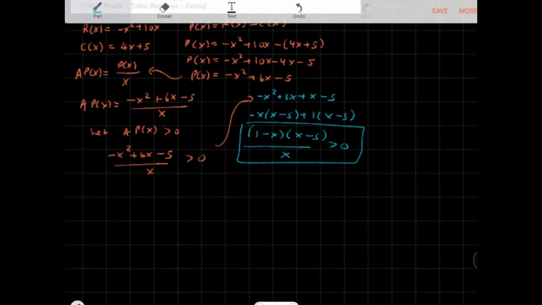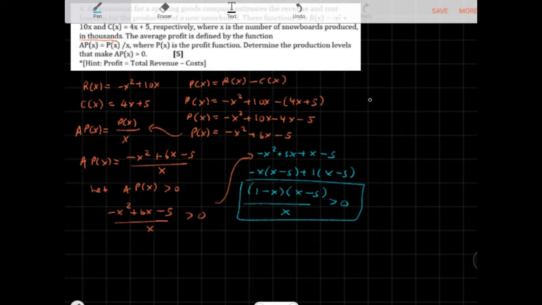Now, to solve for this inequality, we need to find critical numbers. So our critical numbers are going to be values of x that include x-intercepts as well as vertical asymptotes. Critical numbers are useful because they can help us to find our particular intervals that we're going to be testing, right?